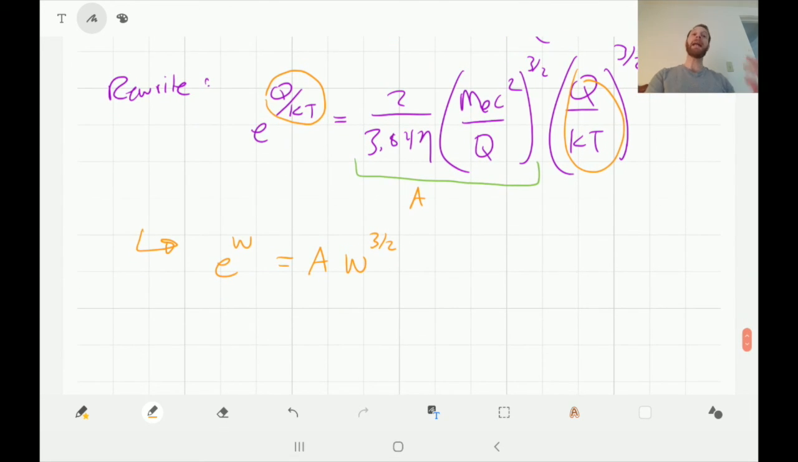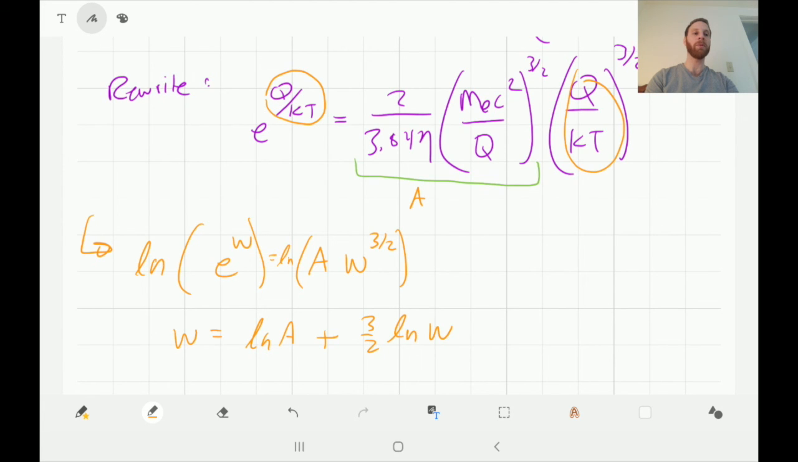Let's go ahead and take a natural log of both sides of that equation. You might guess, at least from the left-hand side, that's how you would try to solve for w. What that means is that w is apparently equal to, remember what the rules are for logs, log of a plus the log of w to the 3/2. That 3/2 comes down, and therefore that's log of w. Okay, we haven't really done anything new. This is still a transcendental equation.